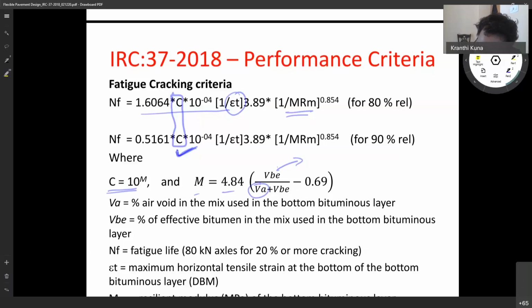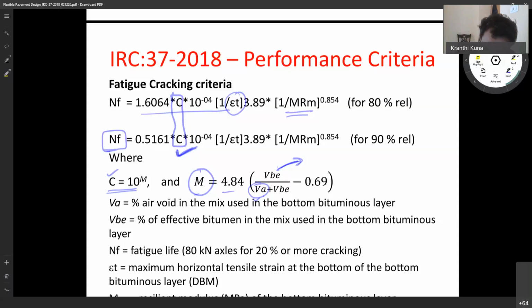So what we want, as I was saying, for a fatigue resistant mix, is more bitumen and fewer air voids. If you have more bitumen and fewer air voids, your M value will be high. If your M value is high, your C value will be high. If your C value is high, your number of cycles to failure will be high. So this is a way of indirectly incorporating the bitumen-rich fatigue layer into the pavement design.